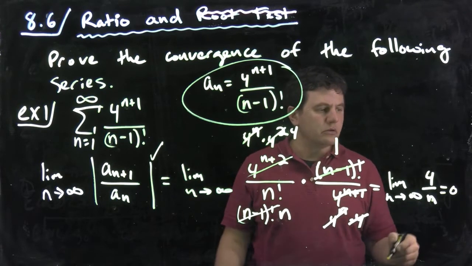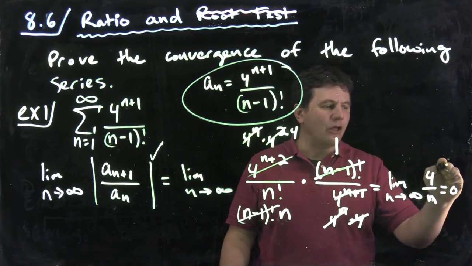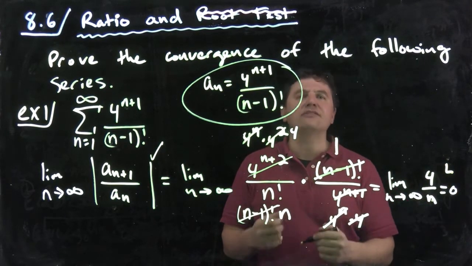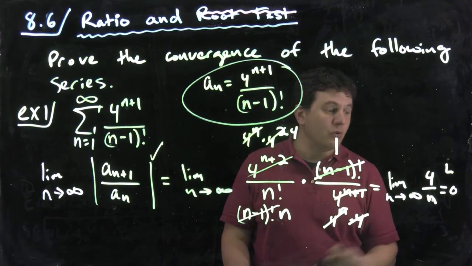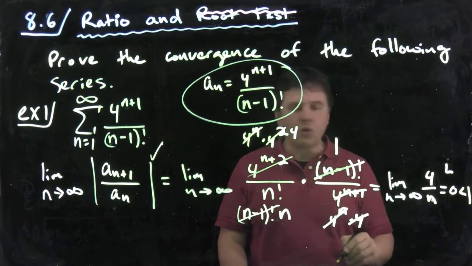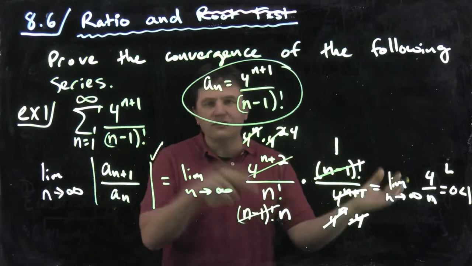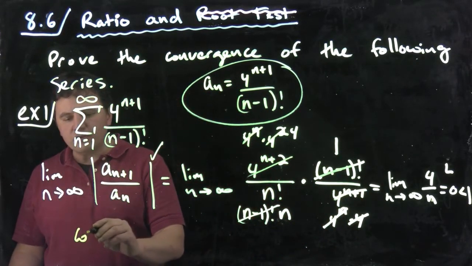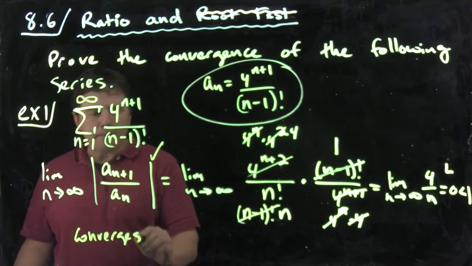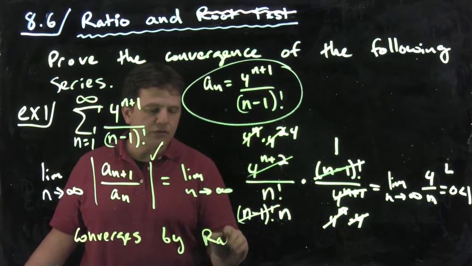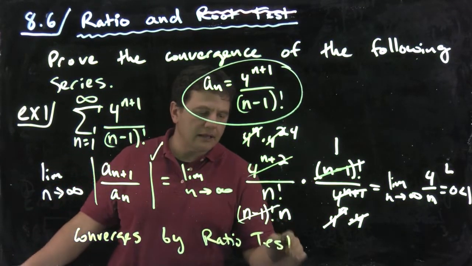Okay? Well, what are we looking for? We're looking at this L value. Is that L value less than 1, greater than 1, or is it equal to 1? It is clearly less than 1. That is it. I am done. So this is very much just doing the computation. So this converges by, and that is ratio test. And that is how that works.